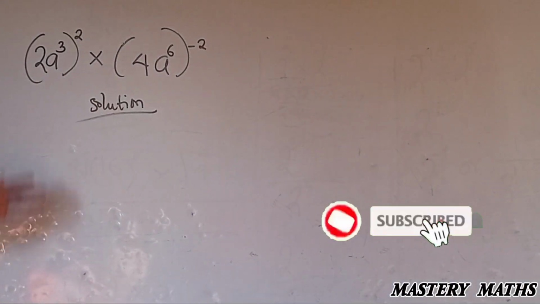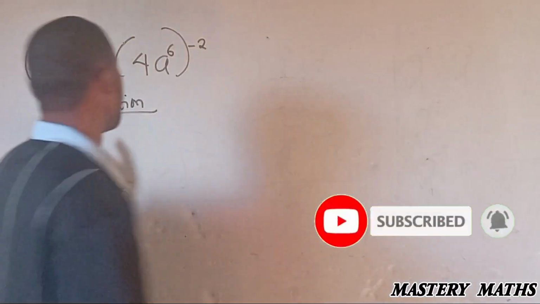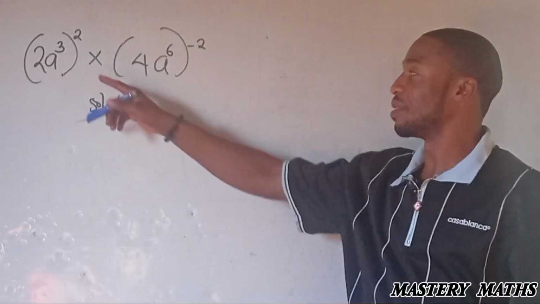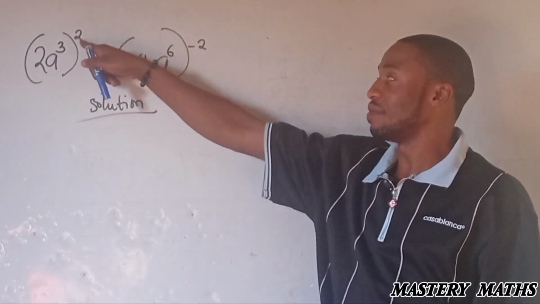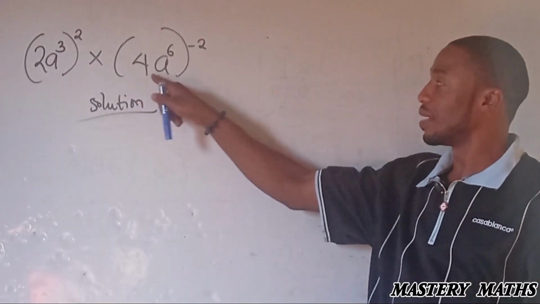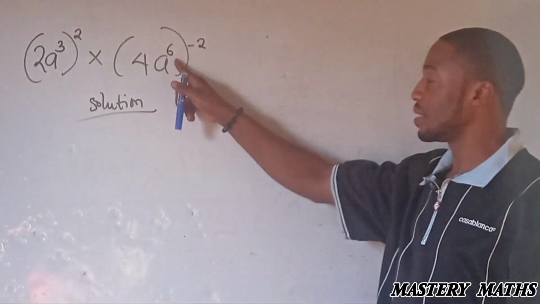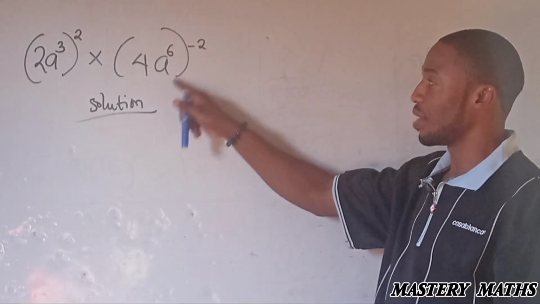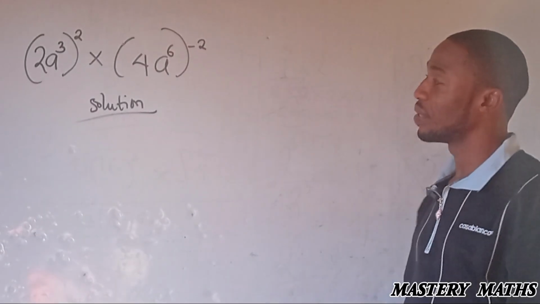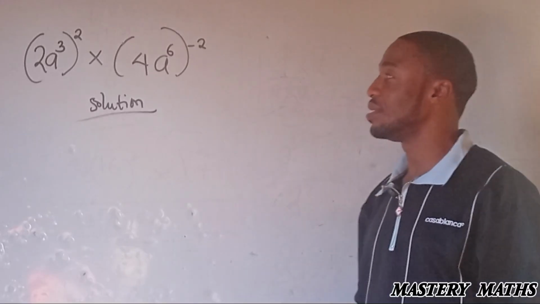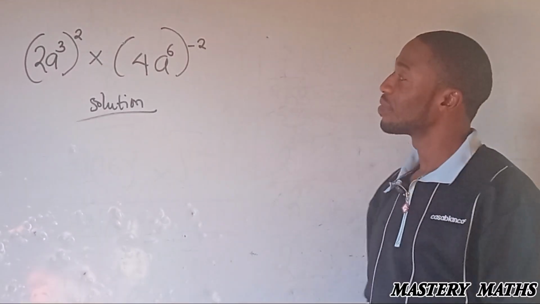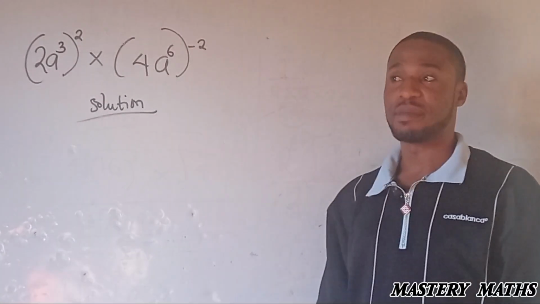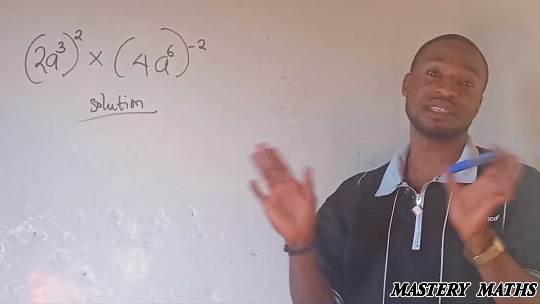On the board, you have been asked to simplify these. You have (2a^3)^2 times (4a^6)^-2. Now, I'm going to use the simplest method to solve this, so we can understand it easily without wasting much time.